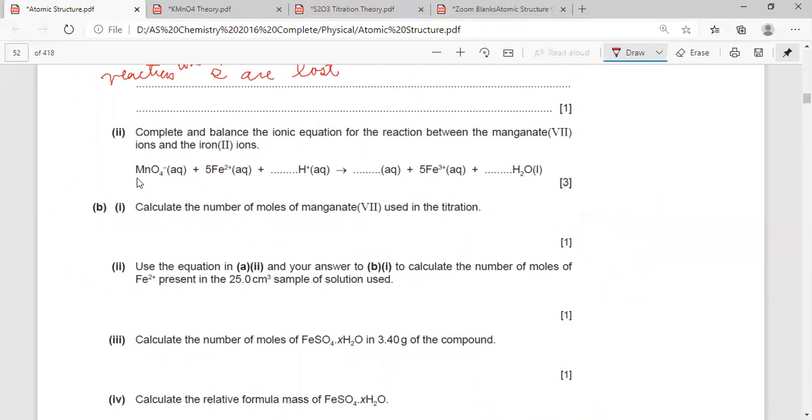This is 7. This is 7 plus here. And of course you have to know here is Mn. You have to know what we cannot do.